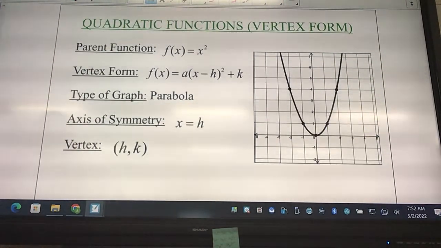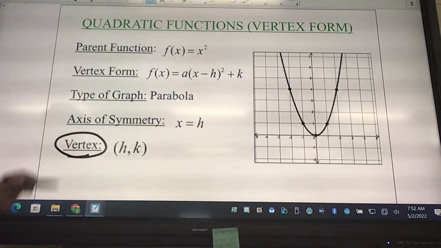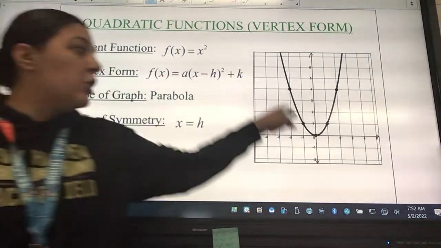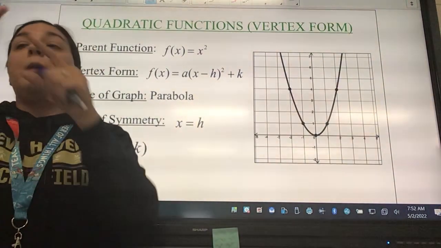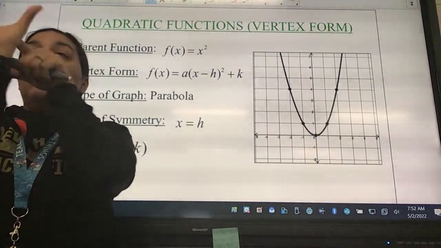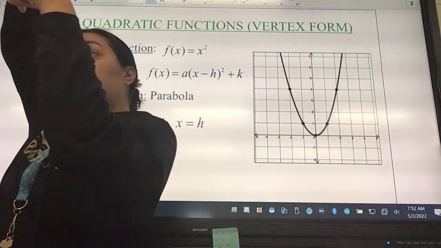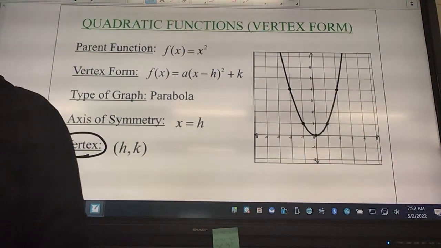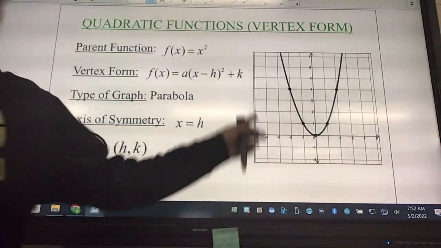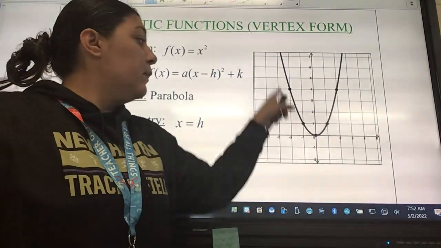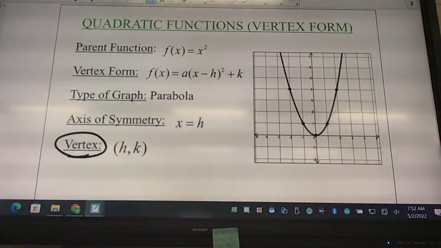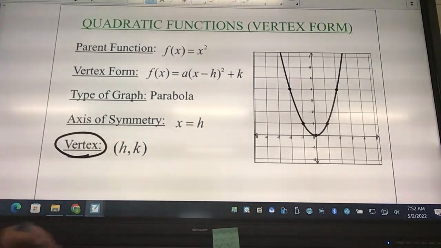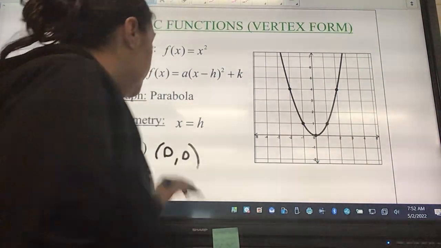Now, let's talk about some of these terms. So the vertex, that means where the graph starts. If we look, this is kind of in the shape of a U. That means this bottom piece, or this very top piece if it was flipped, that's the vertex. And it's a coordinate. The mommy and daddy function, the vertex is on what? Look at it. Where does it start? What's the bottom of the U? It's at 0. The vertex on the mommy and daddy function is always at 0, 0.